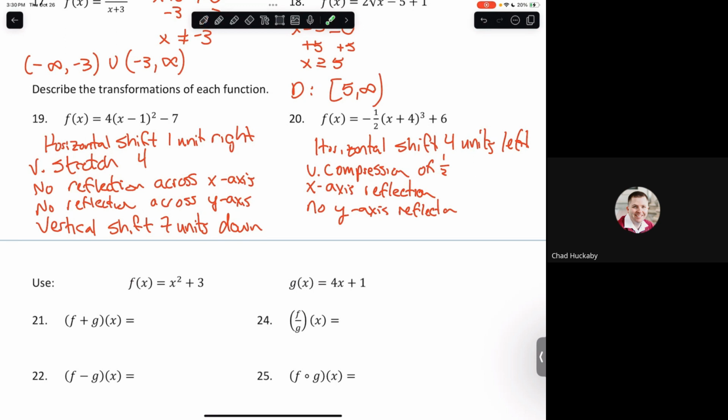And then finally, we have a vertical shift six units in which direction, up or down? Up. Up. Very good.